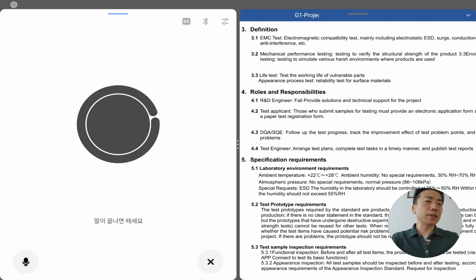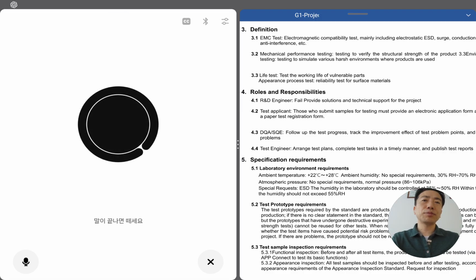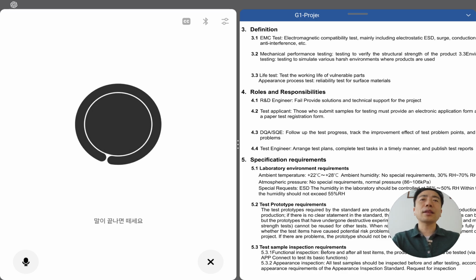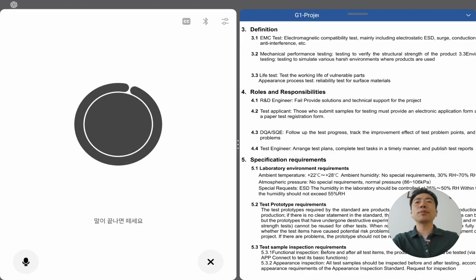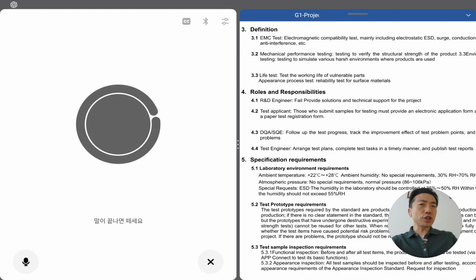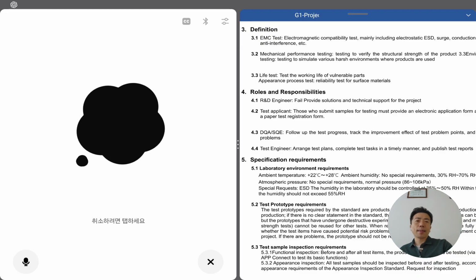No. I said at MCNext. AT. Preposition. At. At MCNext. How do you usually manage those CCB approvals at MCNext? Formal meeting minutes? Or just written approvals through the system?